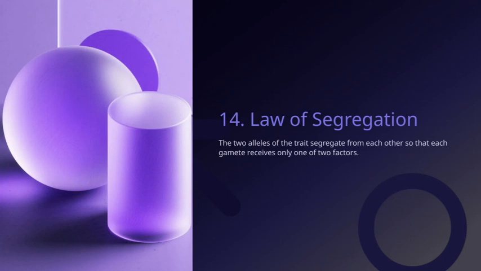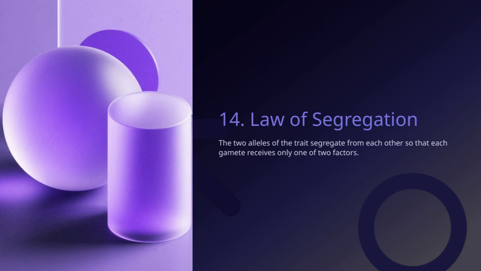Now let's discuss the law of segregation, which is a fundamental principle in genetics. Essentially, it states that the two alleles of a trait, remember, these are the different versions of a gene, segregate from each other during the formation of gametes. What this means is that each gamete, like a sperm or egg, receives only one of the two possible alleles. So, if an individual has two different alleles for a trait, only one will end up in each gamete.